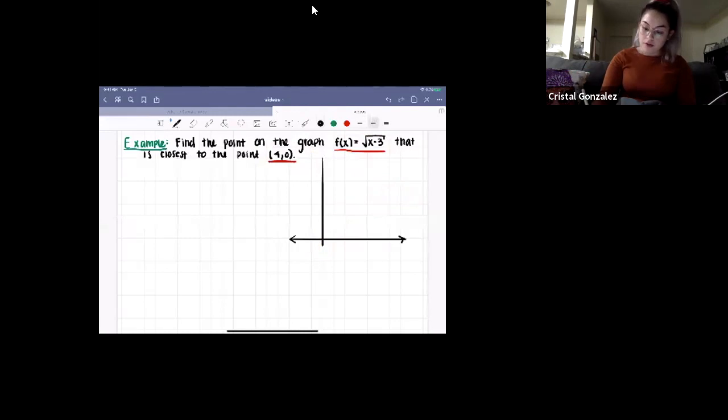we have the graph. Let me get a different color. We have the graph here. So our square root function looks something like this. Not super accurate, but it's just so that you can get an idea of the context of the problem. So this is the problem we're dealing with. And then the point (4, 0) is right here.